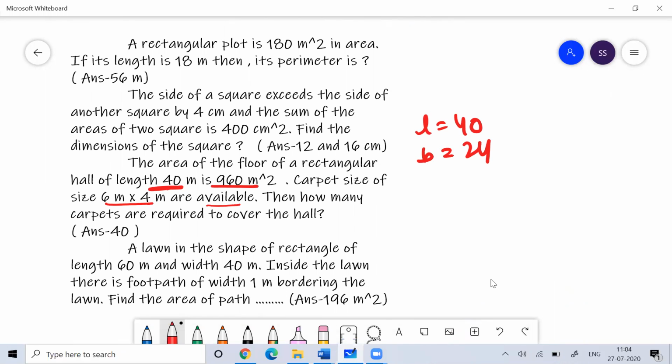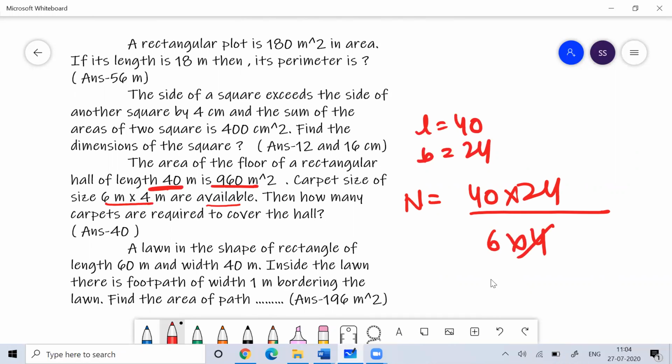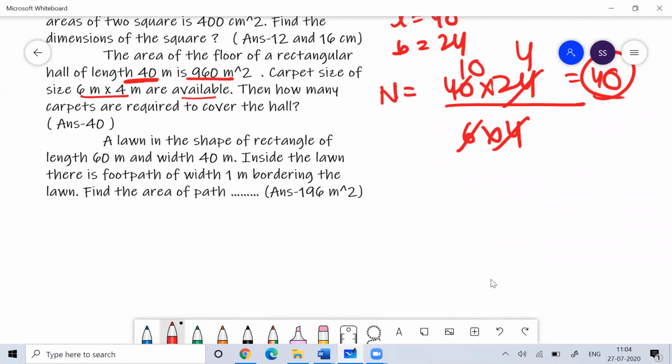Okay, so how many carpets are required? So for the number of carpet requirements, find the area of the floor and divide that area of floor by the area of carpet. 6 into 4, this would be 24. So the number of carpets required is equal to 40. Simple calculation. Then next question, a lawn is in the shape of rectangle of length 60 and width 40.